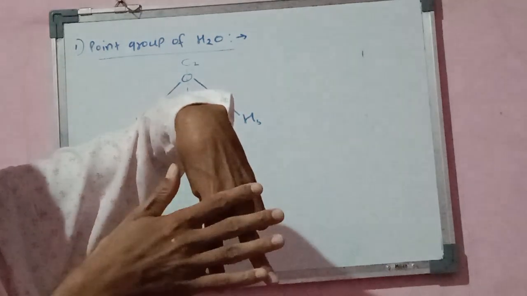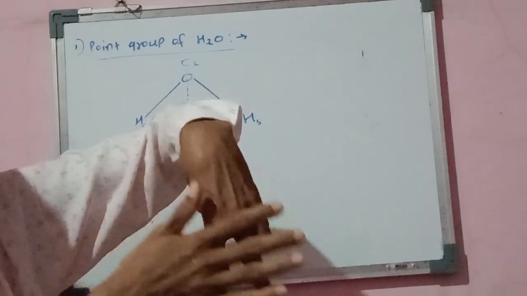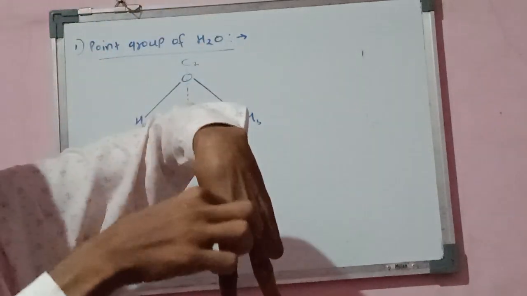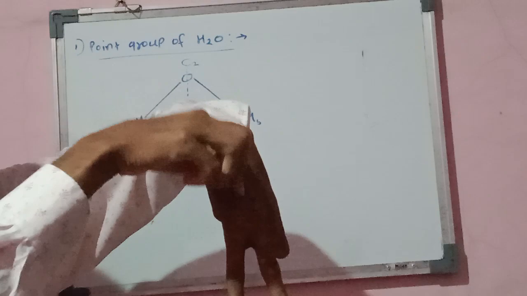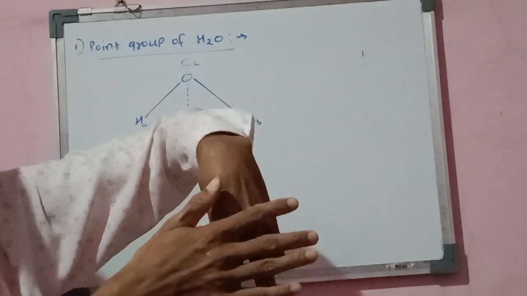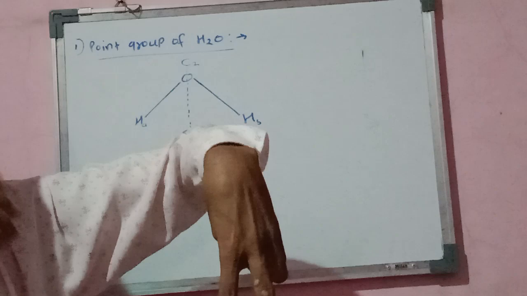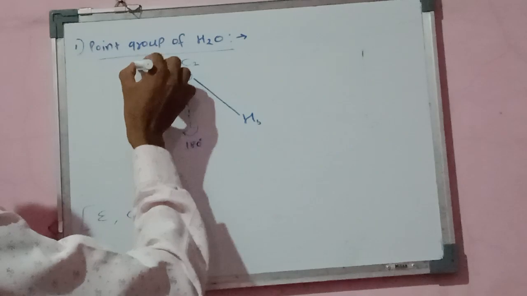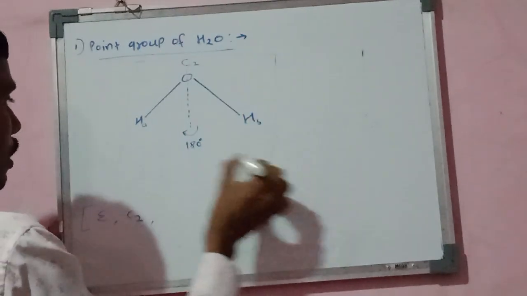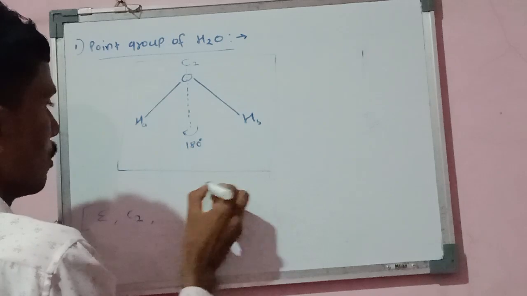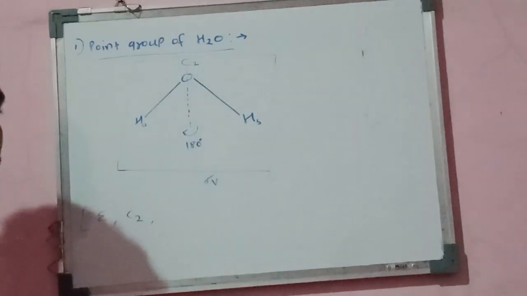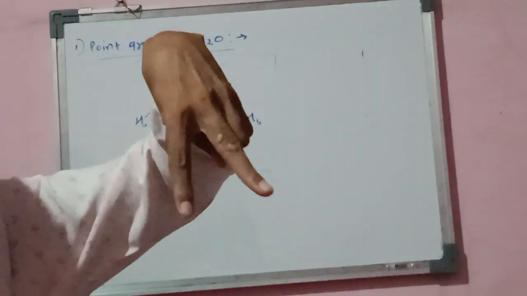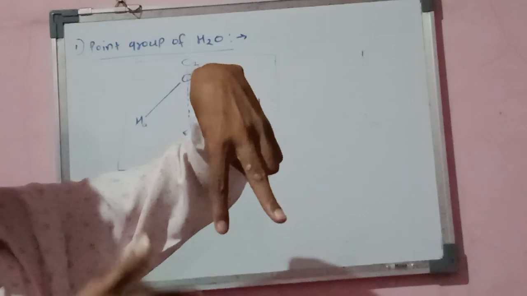plane means having a plane of symmetry, and this plane is parallel to the principal axis. Okay, this is the principal axis, and this plane, which is also parallel to the principal axis, means having a vertical plane of symmetry, sigma v.